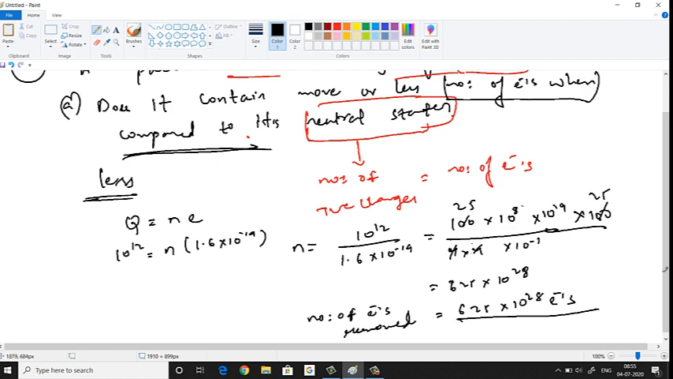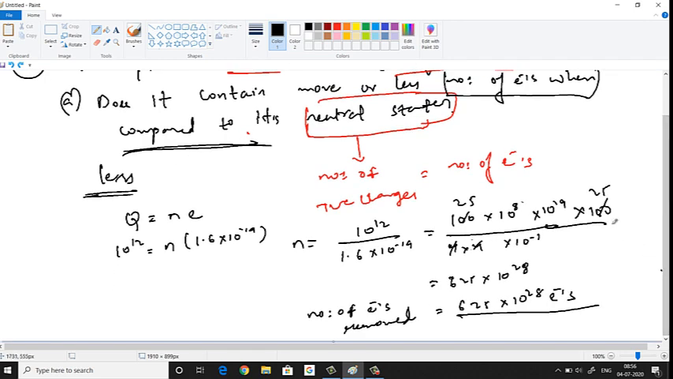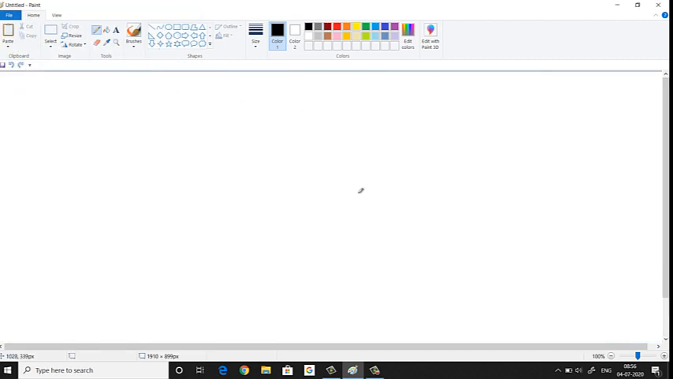So many electrons were removed to form how much charge? Plus 10 to the power of 12 coulombs. So how many electrons you have to remove? So many electrons you have to remove. Alright? We didn't make any calculation mistakes, right? So 100 into 10 power 8. Okay, fine.